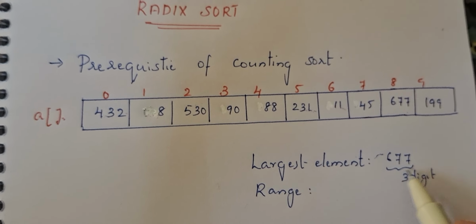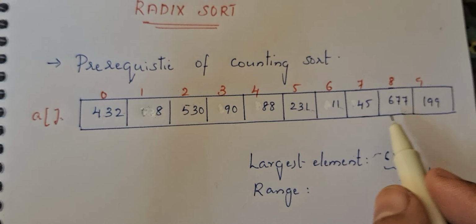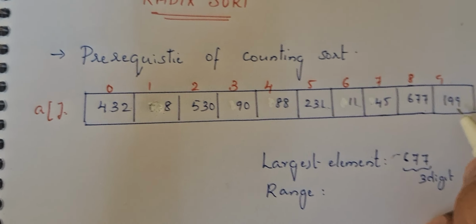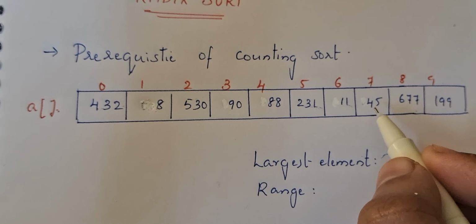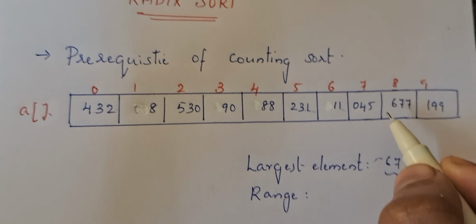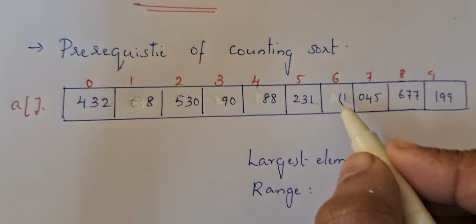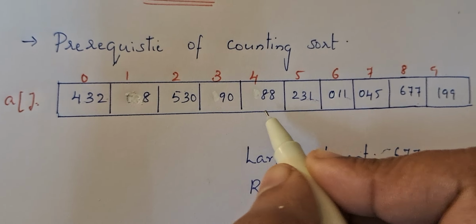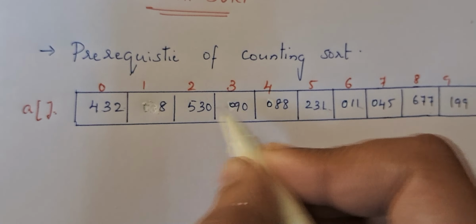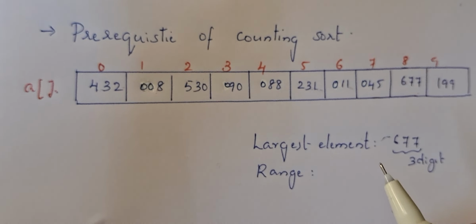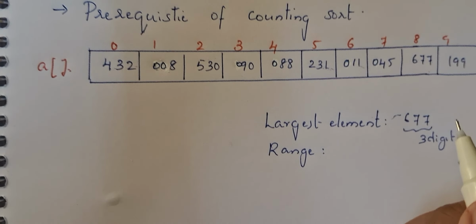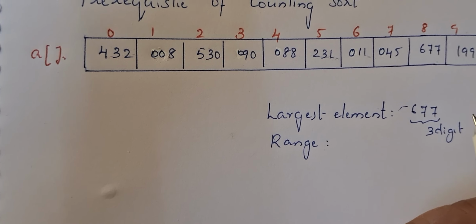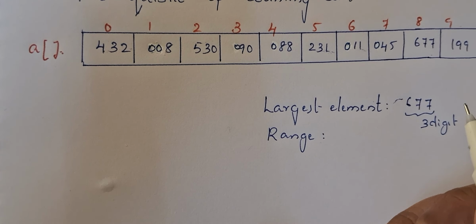Since this is a 3-digit number, you need to make all the numbers 3-digit numbers. Here 199 is a 3-digit number, 677 is, and 45 you need to make a 3-digit number by adding a 0 first. Like this you need to add. So this is our array. Now we are going to perform Radix sorting.